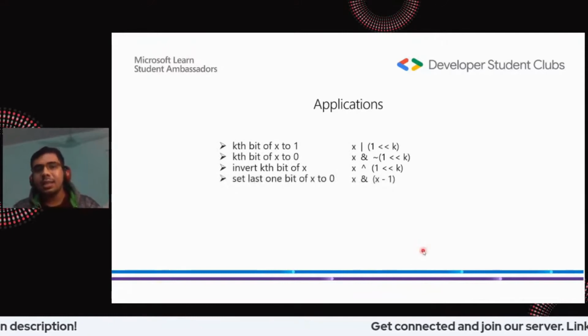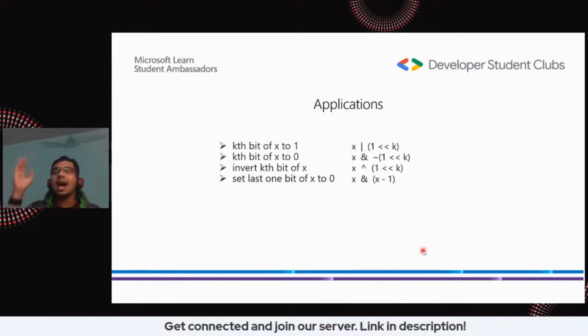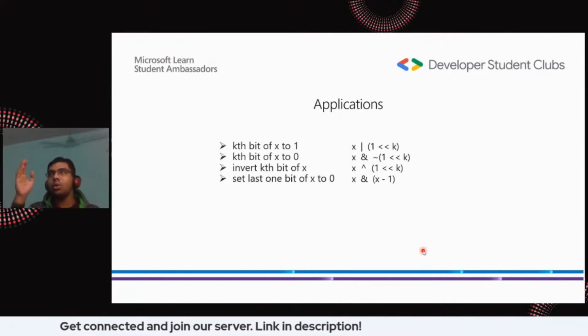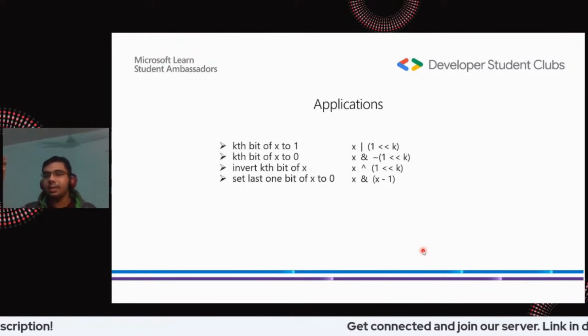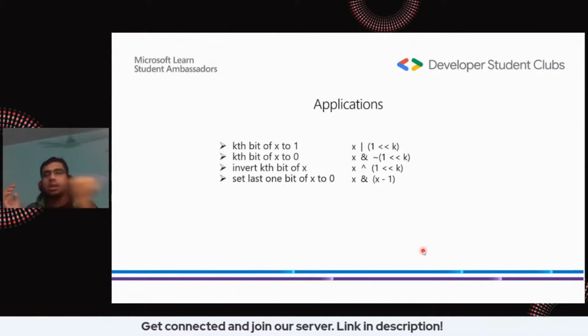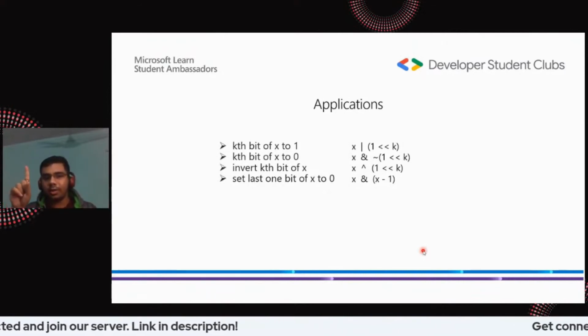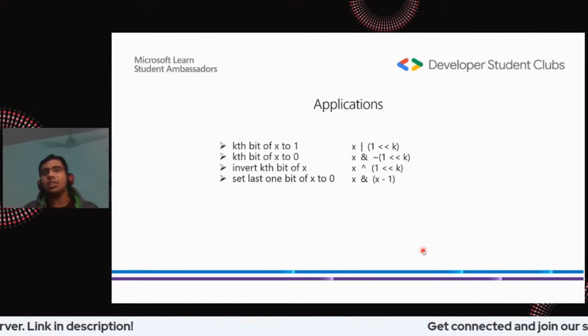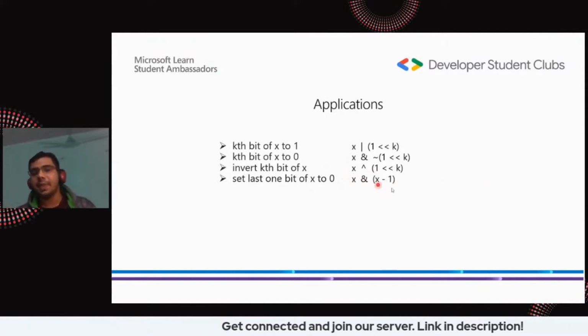Then it says set the last one bit of x to 0. When you're trying to set the last one bit, there is a combination of zeros and ones. The last one means the set bit: going from LSB towards MSB, you find the first one bit, right? You need to set it to 0. So you can do that using a concept like x AND x minus 1.